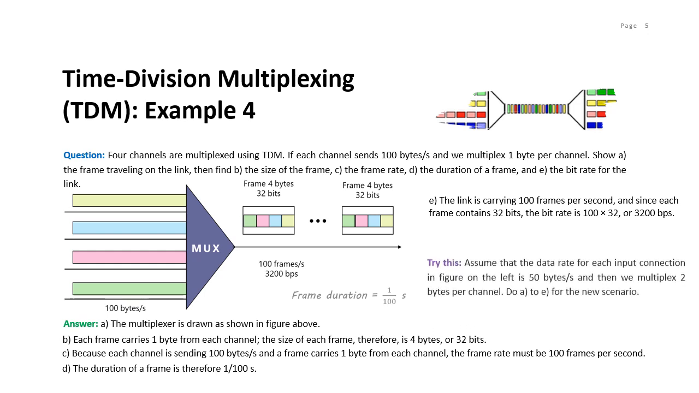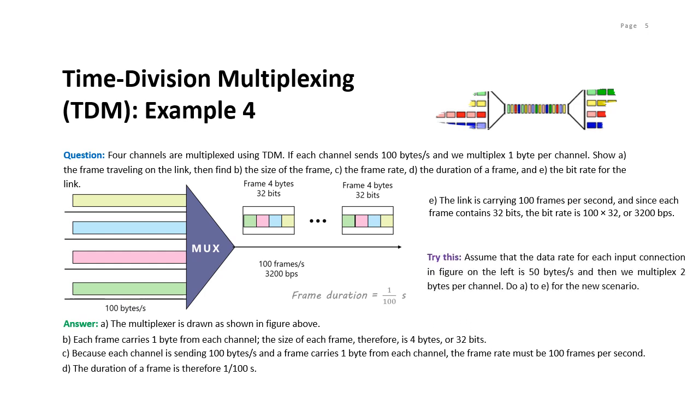Now I want you to try this yourself and see if you can get the answer. Assume that the data rate for each input connection in the figure on the left is 50 bytes per second. And then we multiplex 2 bytes per channel. Do A to E for the new scenario.